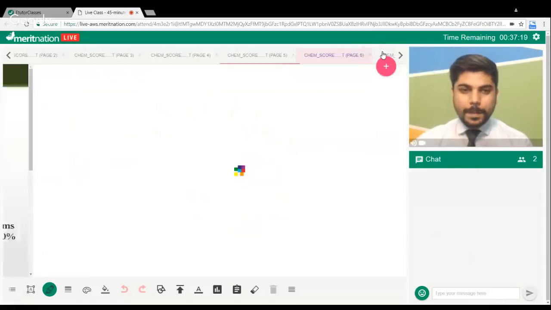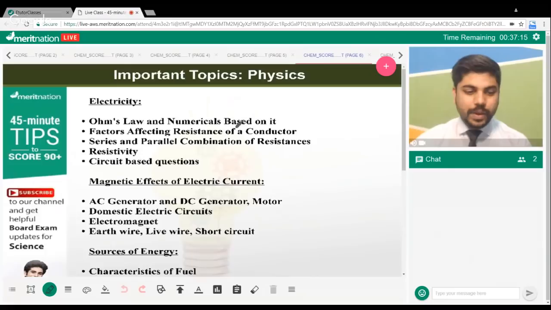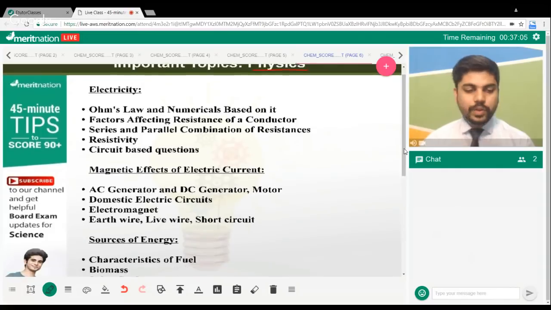Now, if I'm going to talk about the important topics in physics, just have a look at it. This gives you sorted data on which topic you have to invest your maximum time in, right? If I talk about the electricity chapter, the important topics are Ohm's law and the numericals based on it. Okay, so you don't have to just direct your focus on Ohm's law, but also you have to prepare numericals on it. Okay, if I talk about Ohm's law, then you should also be worried about the factors affecting the resistance of a conductor.